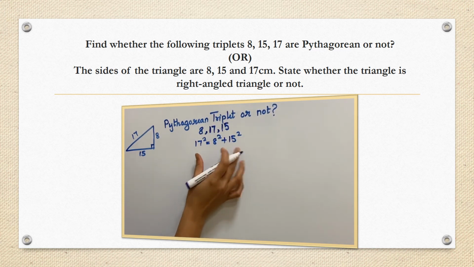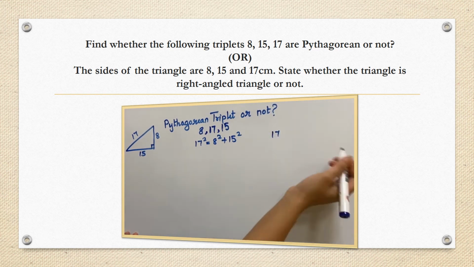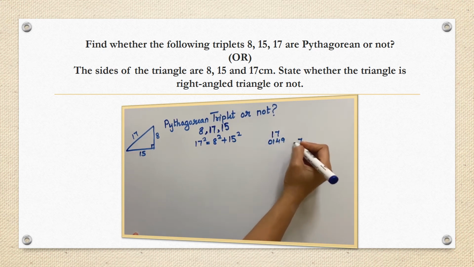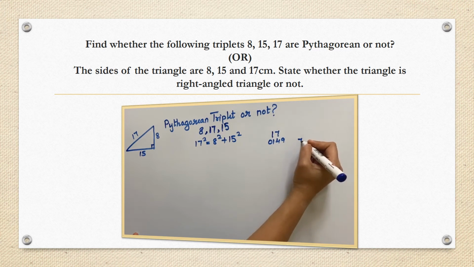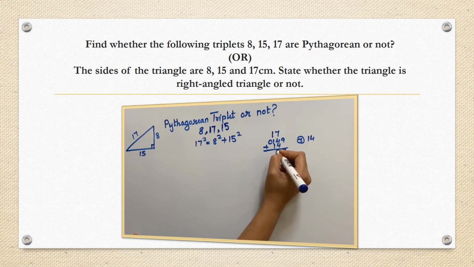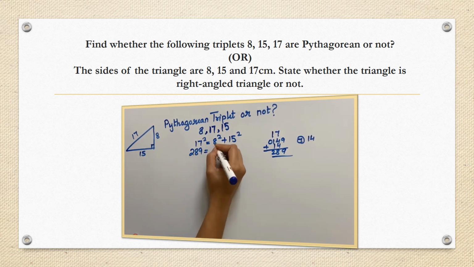To verify that, take 17 square. 1 square is 1, 7 square is 49, then 1 into 7, 7, double it, so 7 into 2, 14. Take that 14 and write it here, leave one space and write like this, then add it: 9, 8, 2. So 289. 17 square is 289. 8 square is 64, plus 15 square.